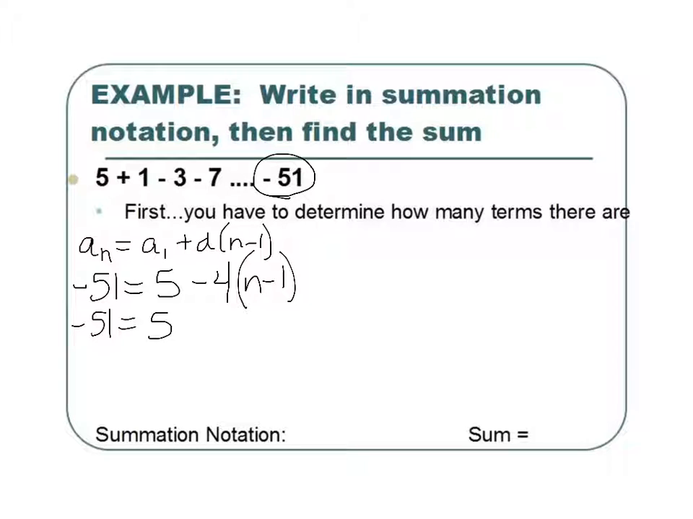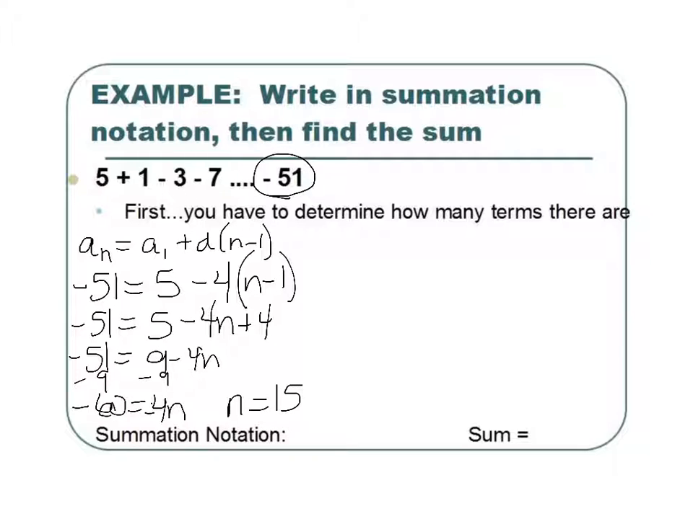Be sure to distribute your negative 4. Don't subtract the 5 and 4. I'm getting n to equal 15. That will be important for us to use in our formulas. Now I know the number of terms. There were two things that they wanted me to find. They wanted me to write the summation notation, and they wanted me to find the sum. Let's start with the summation notation.